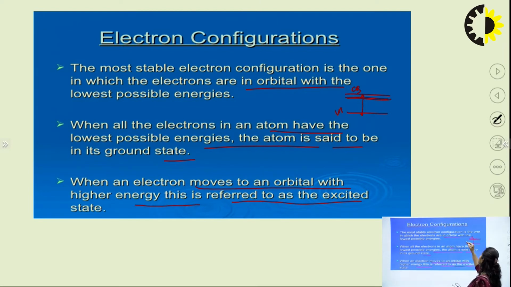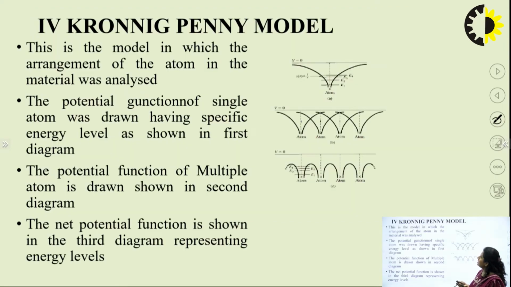Whenever you supply some energy in the form of light or in the form of a photon, the atoms will be excited from the lower energy state to the high energy state, from the valence band to the conduction band. So these are the electron configurations. Next we have the Kronig Penney model.